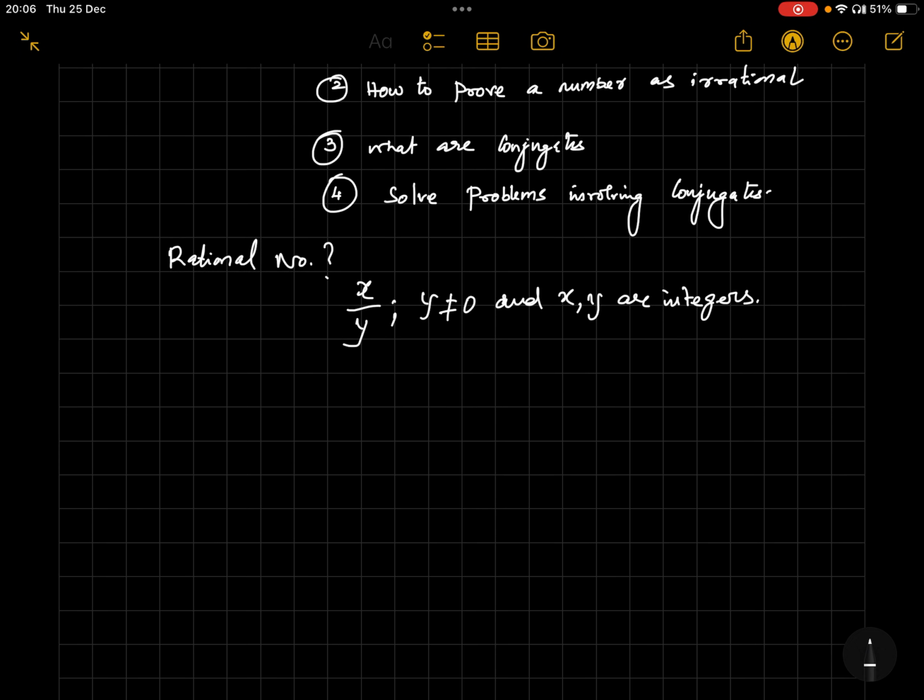A number which can be expressed in the form x over y as a simple fraction, where y, the denominator, is not equal to 0 and x and y are integers. So what is an irrational number? It's a very simple definition. An irrational number is a number which is not a rational number.